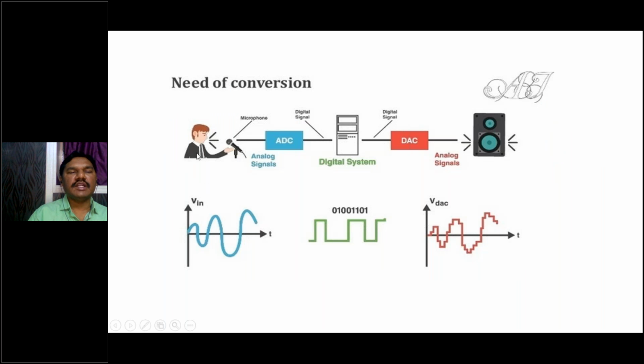Here you can see one more example. A human being is singing a song, which is a voice signal, speech signal, or sound signal, and that is connected to the ADC, converted to digital, and stored by the digital system or a computer. Again this digital system has some output point, and that is connected to a speaker through this DAC.